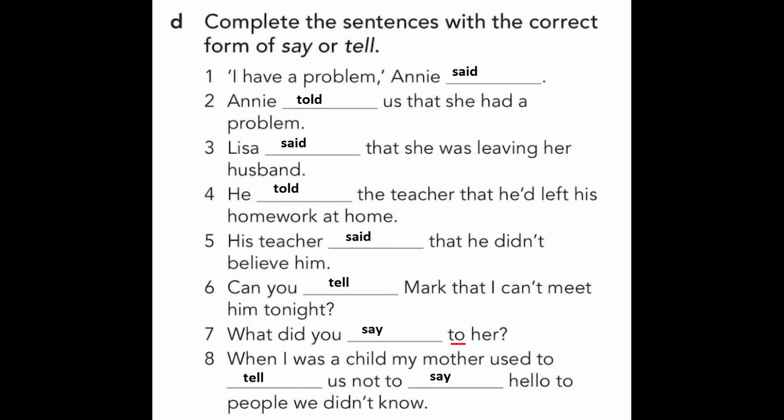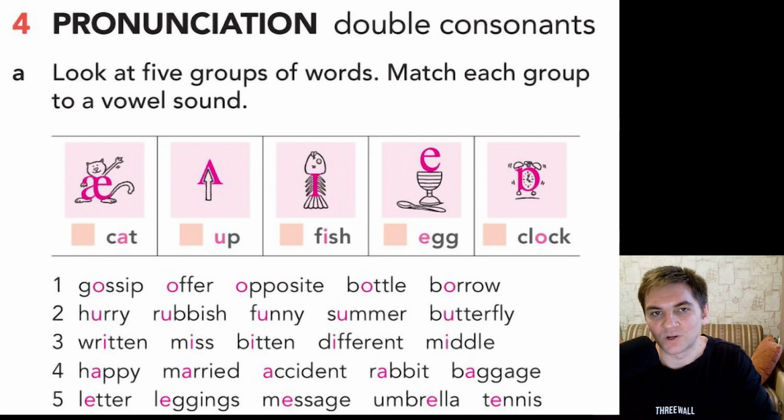Number 6. Can you tell Mark that I can't meet him tonight? Number 7. What did you say to her? Number 8. When I was a child, my mother used to tell us not to say hello to people we didn't know. Part 4. Pronunciation, double consonants.